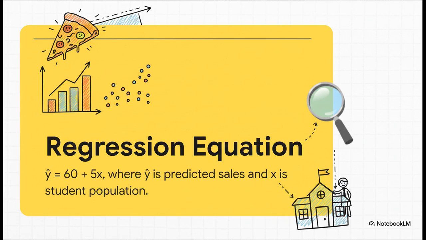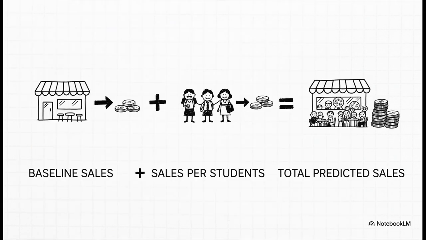It means the predicted sales, not the actual ones. So our model predicts sales will be 60 plus 5 times the student population. And this is where the math becomes an actual business strategy. That number 60, that's our baseline. The model is saying, hey, even with 0 students around, you'd probably make about $60,000.